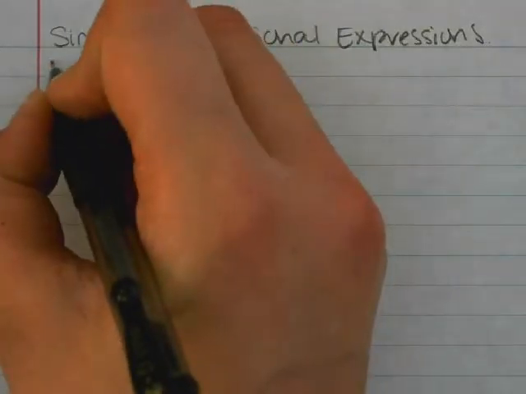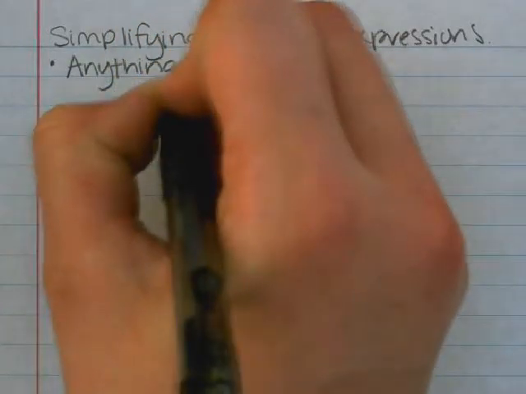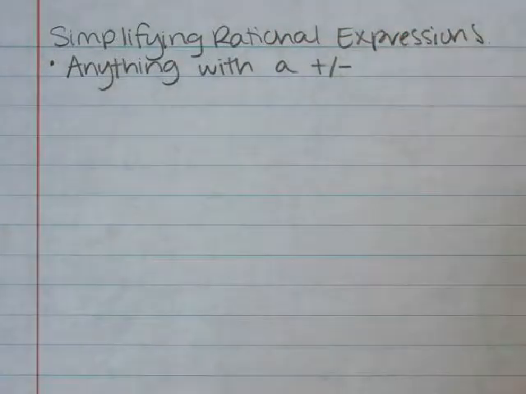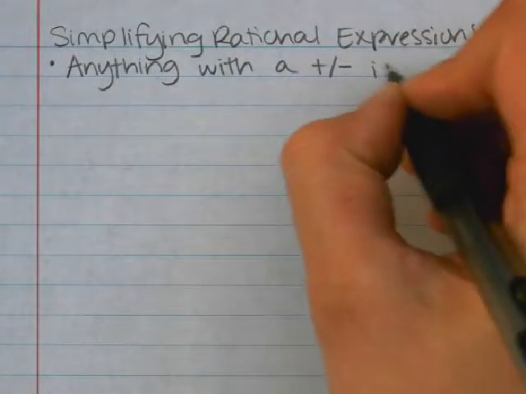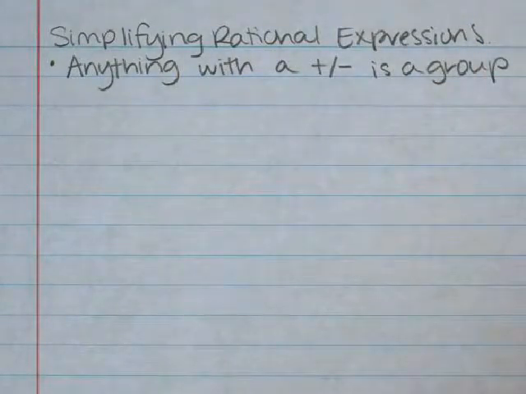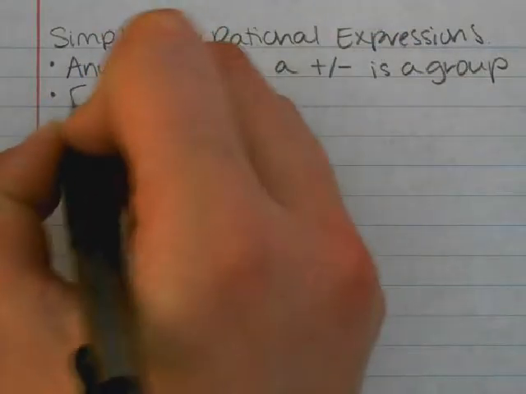And the first thing we needed to take away was that anything with a plus or a minus is one group. So anything with a plus or a minus in it is a group. The next thing that we wanted to take away from that first day was that we have to factor everything.